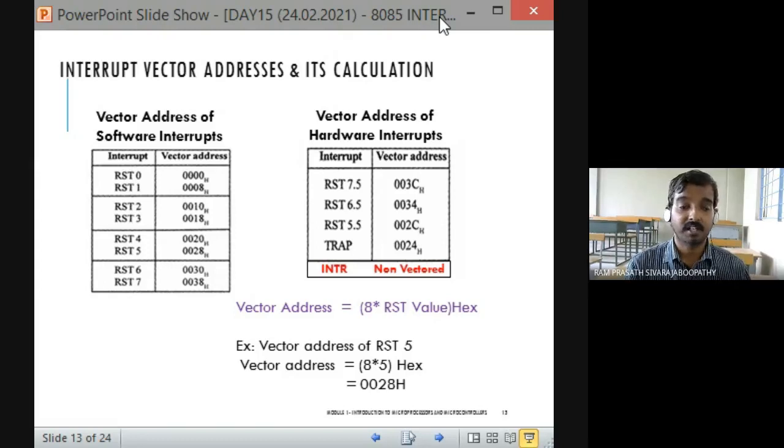Each vector interrupt has its unique vector address, whereas in the case of INTR, the INTA bar signal is generated. When the INTR interrupt occurs, the INTA bar will get generated. That means the interrupt acknowledgement cycle. The microprocessor will get into the interrupt acknowledgement cycle. During this cycle, the interrupting device has to provide the vector address. How can it provide the vector address?